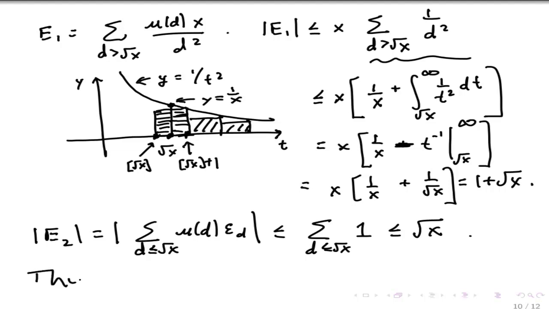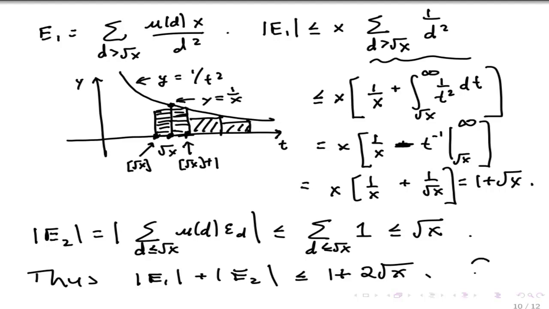Thus, we have completed the proof. So the sum of the two error terms in absolute value is bounded by 1 plus 2 times the square root of x. QED.